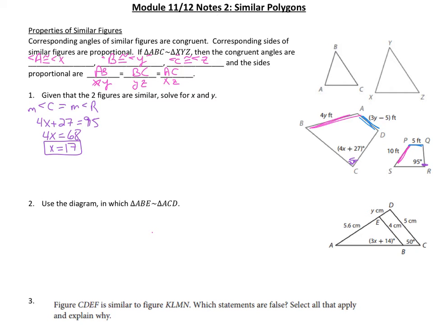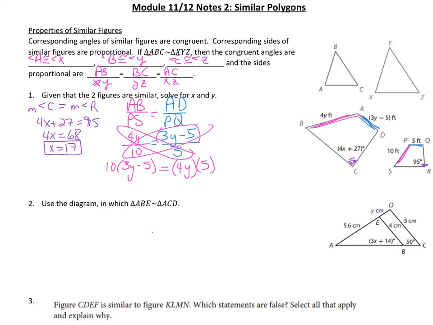So if I have AB compared to PS, and then we have to set it up the same way for the blue, so AD then would be over my PQ, I can fill in the corresponding pieces. So AB would be 4y, PS is 10, and then my AD is 3y minus 5. The PQ then is 5, and now we're just going to cross multiply like we saw in the previous video. So remember, we got to keep parentheses around the 3y minus 5. And then our 4y times 5 is on the other side.